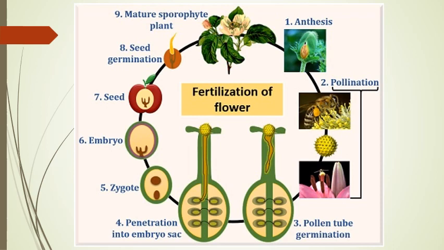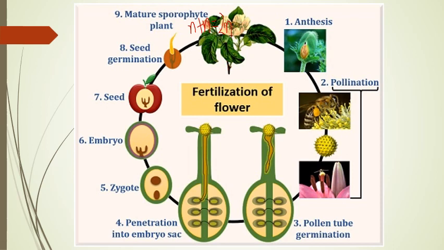Then in step 2, pollination takes place, where the male gamete carried by an insect or any other pollinating agent is deposited, here by insect pollination, onto the plant stigma, which is a part of the pistil. Then in step number 3, the pollen tube germinates towards the egg cell, and as you can see, this pollen tube is nothing but a path by which the sperm carried by the pollen reaches the egg. Then penetration into the embryo sac occurs, where the pollen tube penetrates the ovule containing the female gamete, and then fertilization takes place to form a zygote.